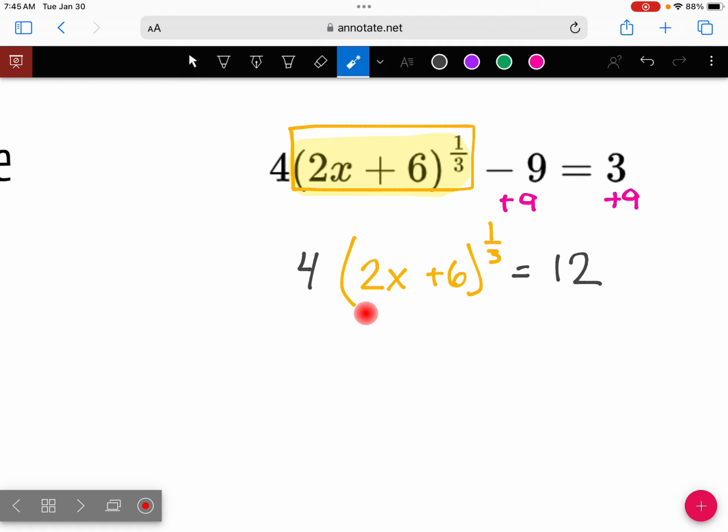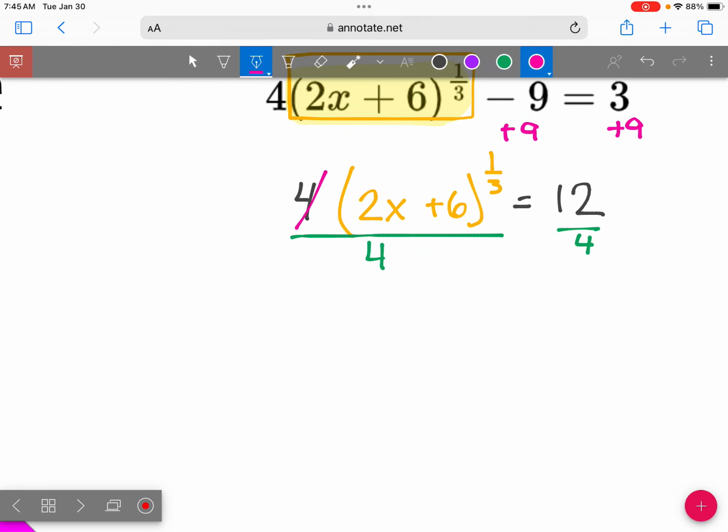What are we going to do next to get this radical by itself? Not going to root. Divide by 4. We need to get rid of the 4. That's going to leave us with our 2x plus 6 to the power of 1/3 equals 3.